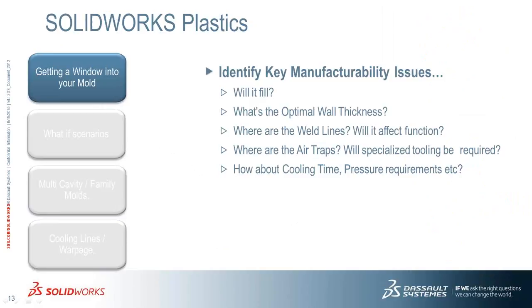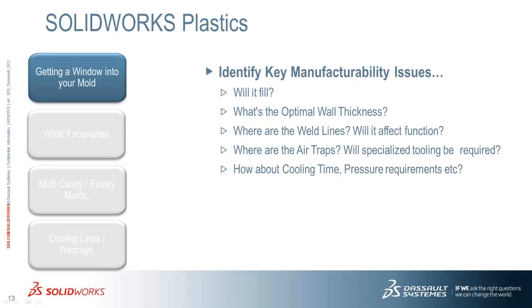All right, let's go ahead and take a look at these individual key capabilities offered by SOLIDWORKS Plastics. When we talk about getting a window into the mold, you're trying to answer questions associated with key manufacturability issues. Questions such as, will the part fill? What would be the optimum thickness associated with the wall? Where would the weld lines or knit lines be? And how would that affect the functionality of the part?